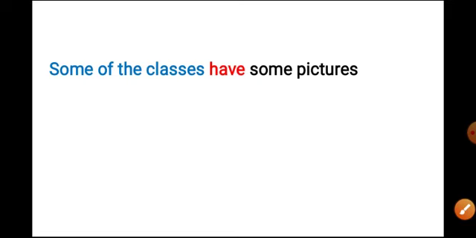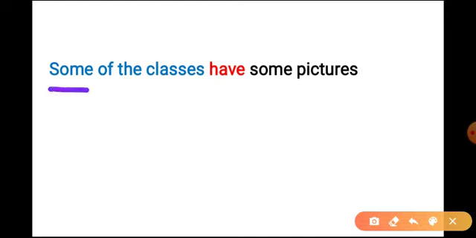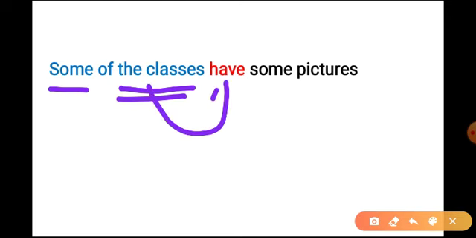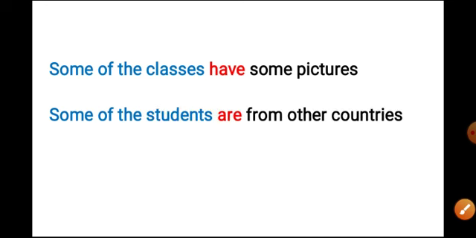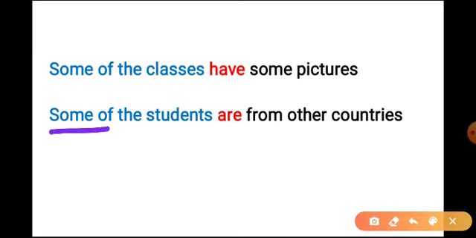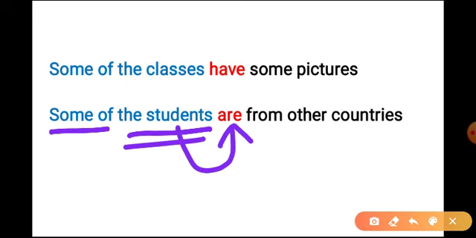The next examples, some of the classes have some pictures. Di sini ada some dan ada the classes. Jadi verb-nya adalah have. Oke. Kemudian, some of the students are from other countries. Di sini ada some dan of the students, more than one. Jadi, verb-nya adalah are.